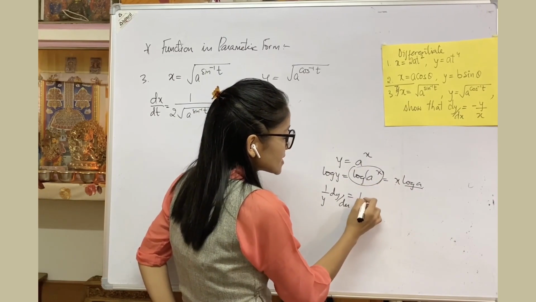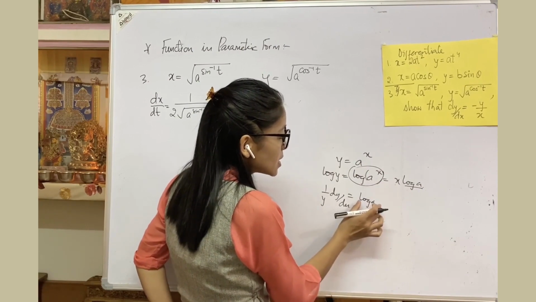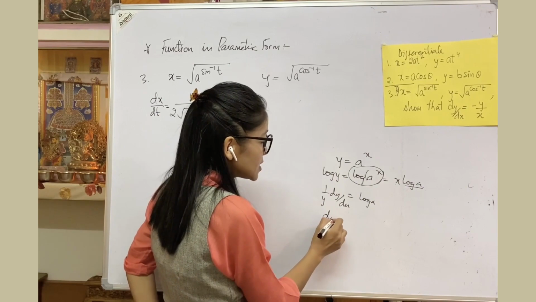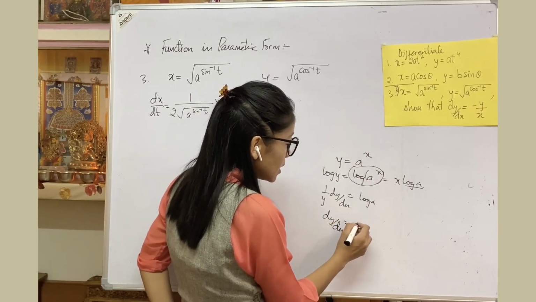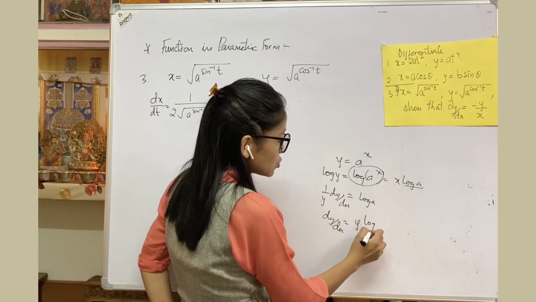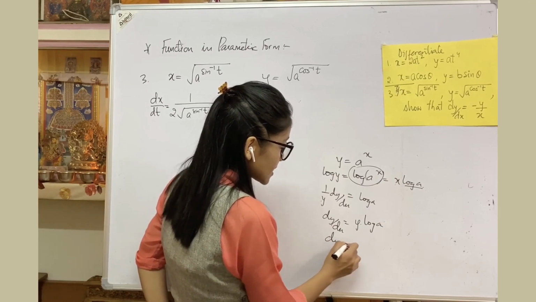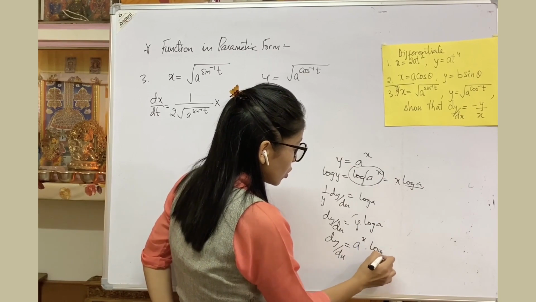So log a as it is. Okay, what is the derivative of x? It is 1. So we just get 1. After this we are differentiating both sides. So we have dy by dx is equals to y into log a. So we have dy by dx is, what is your y? y is a raised to x into log a, is it?